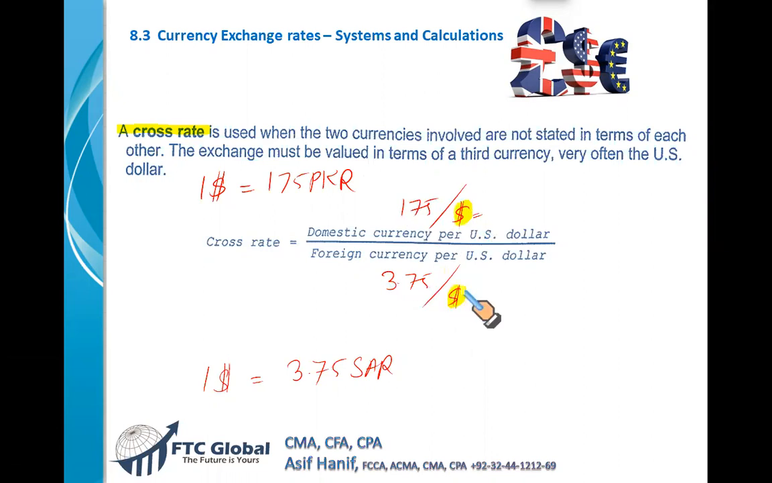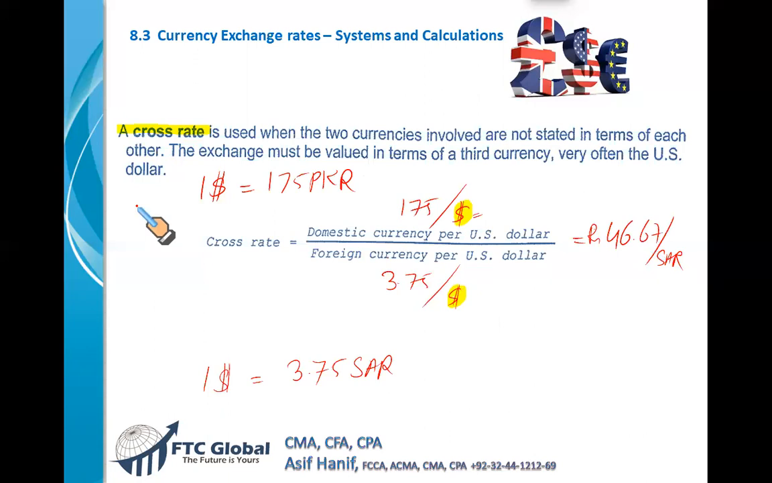So if you do the simplification, let me do it for you. 175 upon 3.75 should get you the rate that is currently prevalent, that is 46.67. So its simplification gives me 46.67 Pakistani rupees per single riyal. 1 riyal is equal to 46.67 rupees. Or you can take any other currency. This is how we can find the cross rate.